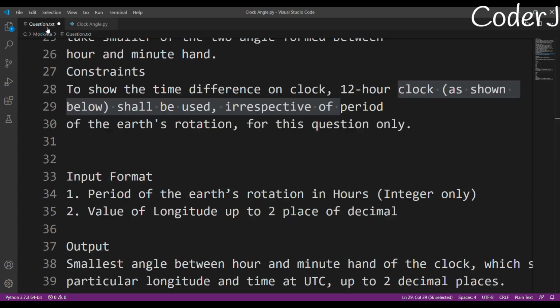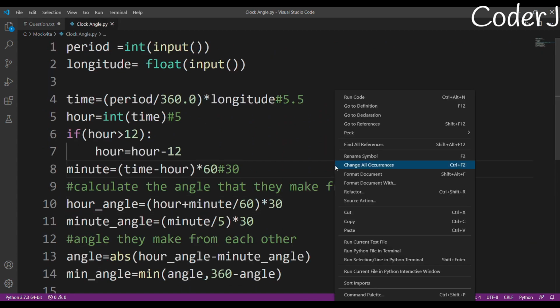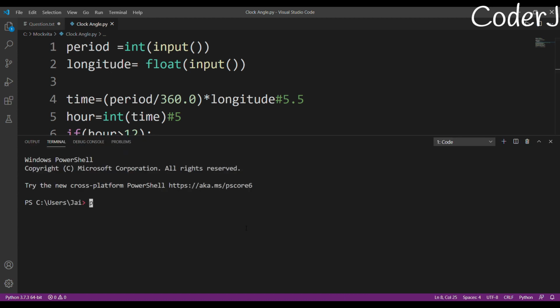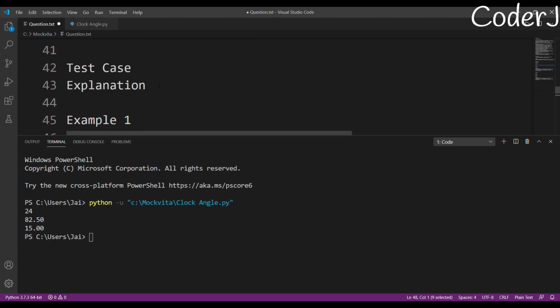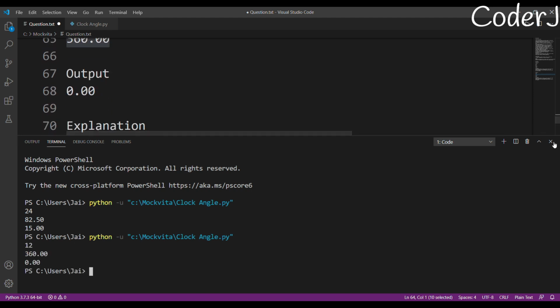Now let's try to run our code. I'll just copy these test cases. Okay, 24 and 82.50. This answer should be 15.00. I'll run my code. Okay, no errors. 15.00. Perfect. What about our second test case? Let me just copy it. 12 and 360.00. Okay, I'll just run it here again. 0.00 and the output is 0.00. Perfect. Our code is working exactly.